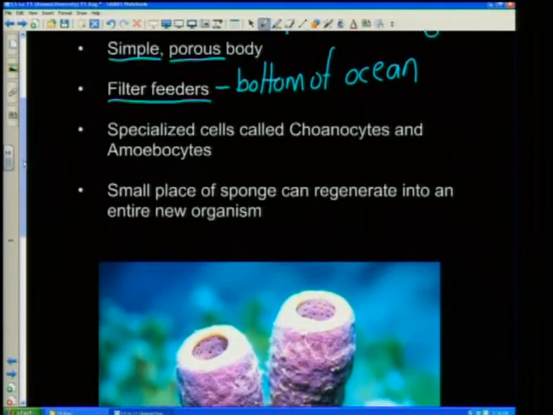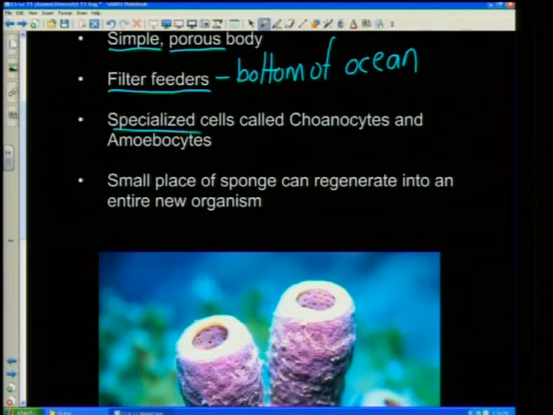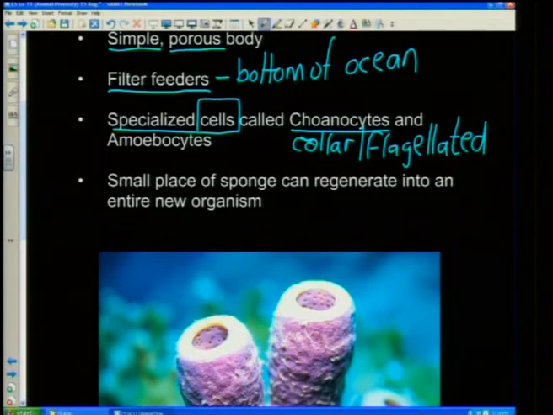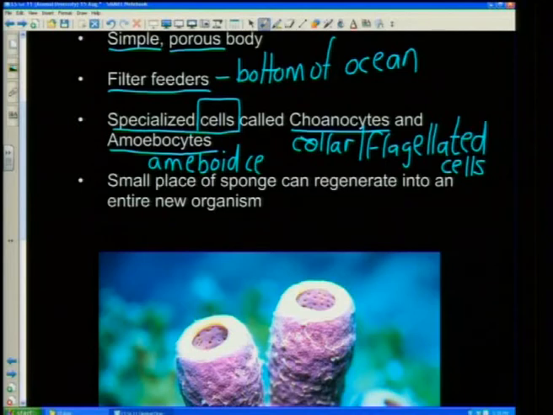What do they have? Like I said, they've got specialized cells. They don't have tissues that group together to make organs. They just have specialized cells, and each individual cell has a specific function. You don't have to remember the names of all these cells. Those cells are mainly called collar cells, also called flagellated cells. These are cells that you also came across when we did the protista. They are amoeboid cells, if you can remember that from the amoeba. They've got specific cells which act like amoebas engulfing food. So they have got specific little cells which have specific little functions.